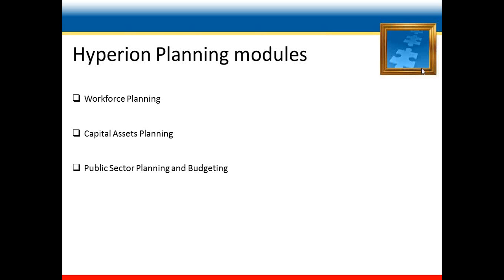Hyperion Planning Modules. Hyperion Planning provides three modules, that is, Workforce Planning, Capital Assets Planning, and Public Sector Planning and Budgeting. So we will see about these modules one by one.